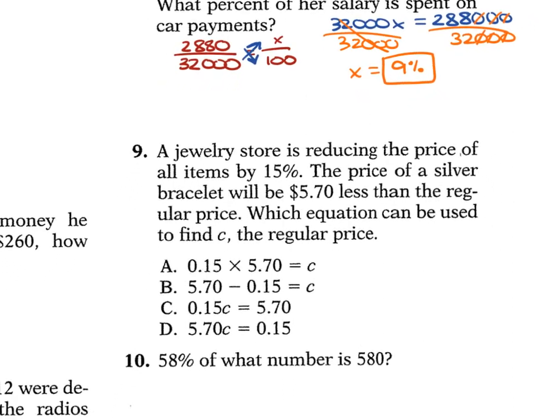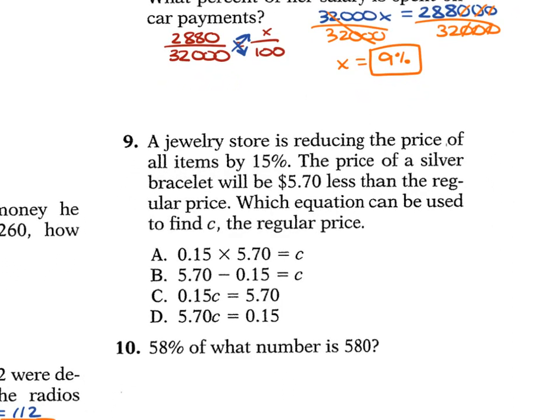For 9, it says a jewelry store is reducing the price of all items by 15%. The price on a silver bracelet will be $5.70 less than the regular price. Which equation can be used to find C, the regular price? For A, we have 0.15 times 5.70. That's 15% of 570. That's not it. B says 570 minus 0.15. That's not it. Then we have 0.15 times C is equal to 570. That right there is your answer.